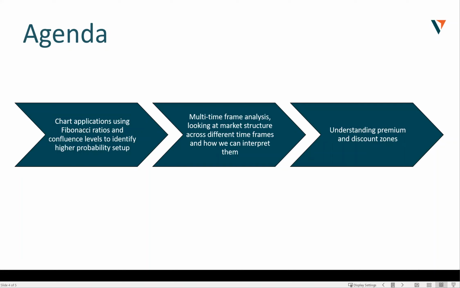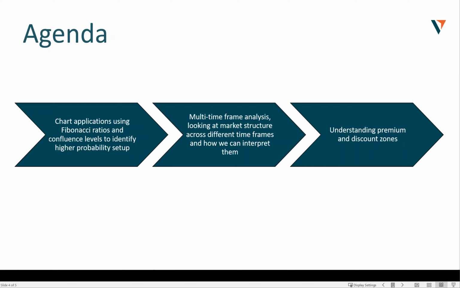So this is the agenda that we will be covering for today. We will take a look at the charts on TradingView, mainly on how we can use Fibonacci retracements and also confluence levels to identify high probability setups. This would be a continuation of the previous two Thursday sessions, where we did Fibonacci retracement and covered how we can use it to find support and resistance levels.